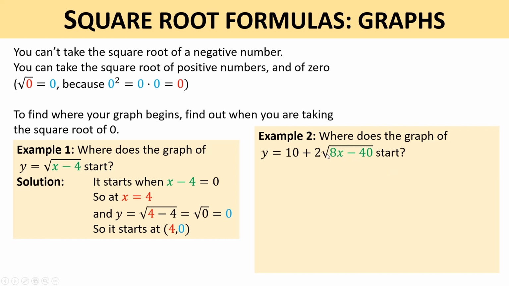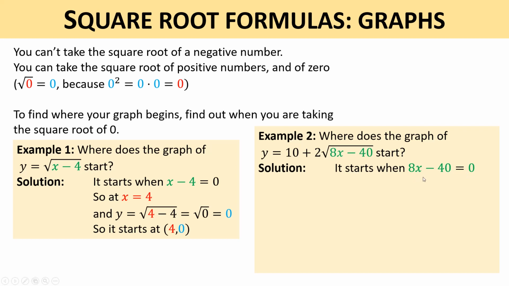Well, in this case too, the starting point of this graph is going to be where the part underneath the radical, so underneath the square root sign, is 0. So I want to figure out when this part of the formula, this 8x minus 40, is going to be 0. So here too I can solve an equation. I can say, when is this part 0? This part is 0 when 8x minus 40 is 0.